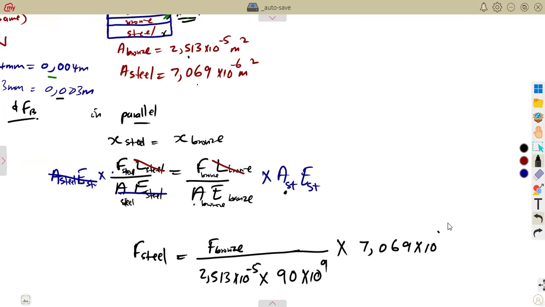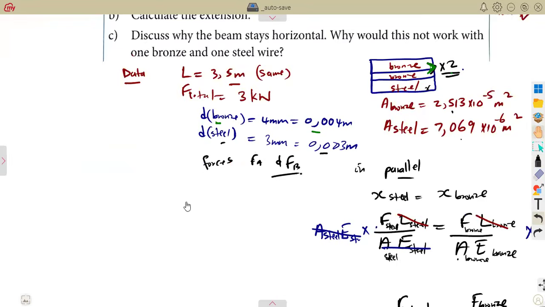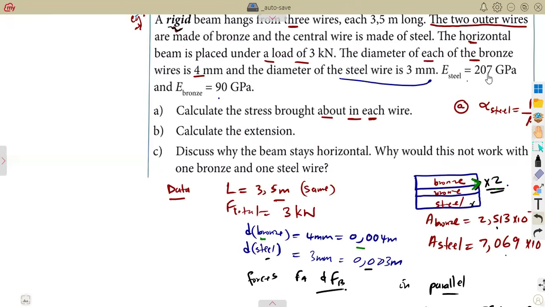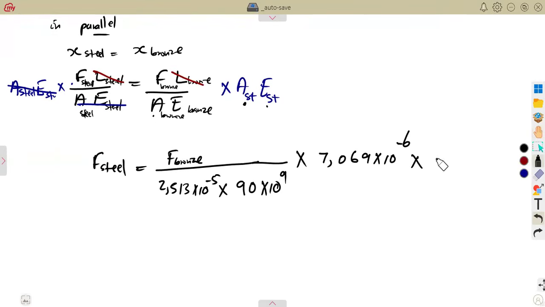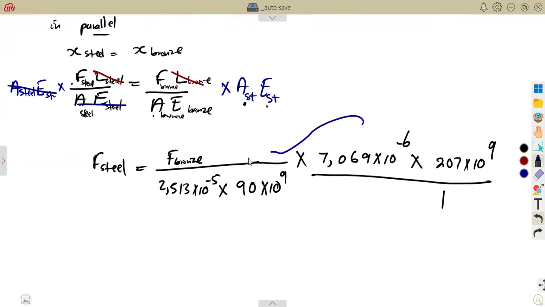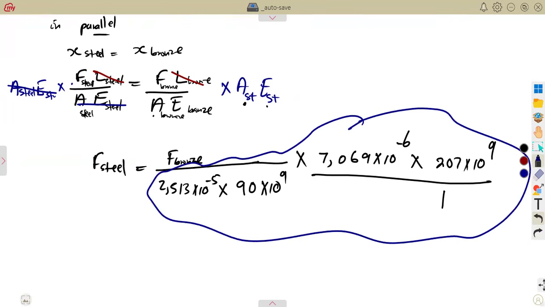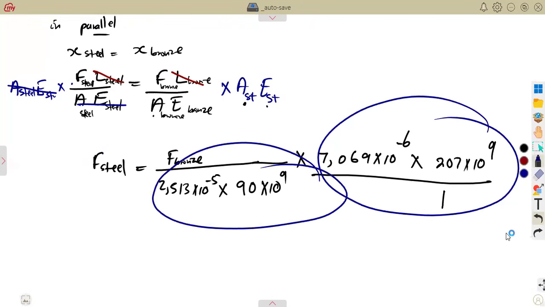7.069 times 10 to the power of minus 6, times the E for steel from our information. That's 207 gigapascal for steel. We are given that 207. Okay, so it's just a repetition. 207 times 10 to the exponent of 9. This is the same as over 1. So like I said, you can just use your calculator, simplify this one over this one.